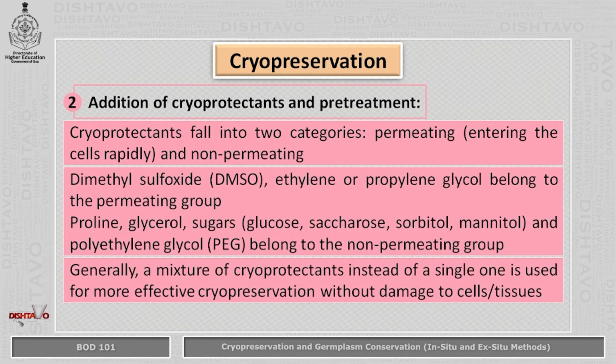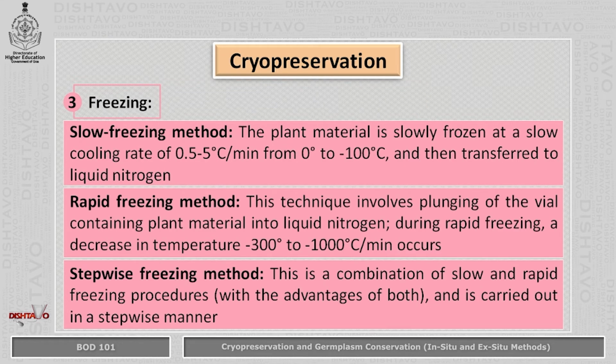Cryoprotectants fall into two categories: permeating, entering the cells rapidly, and non-permeating. Effective cryoprotectants must permeate the cells. Dimethyl sulfoxide, ethylene, or propylene glycol belong to the permeating group. Proline, glycerol, sugars, and polyethylene glycol belong to the non-permeating group. Among these, DMSO, sucrose, and glycerol are most widely used. Generally, a mixture of cryoprotectants instead of a single one is used for more effective cryopreservation without damage to cells or tissues.